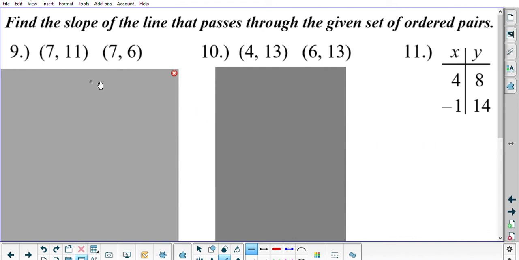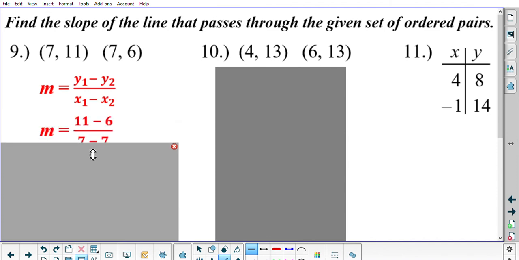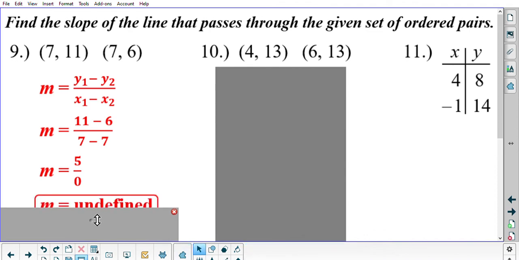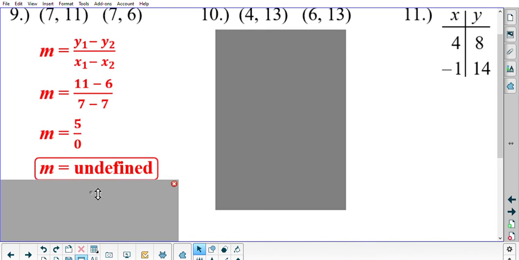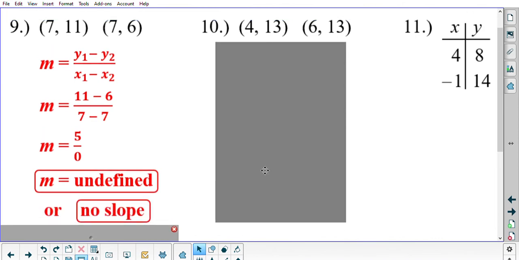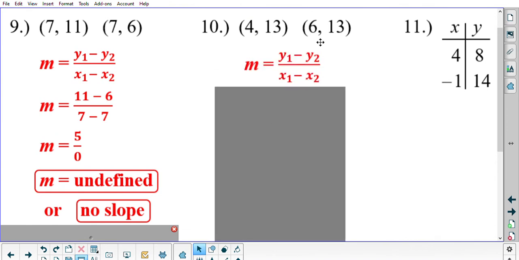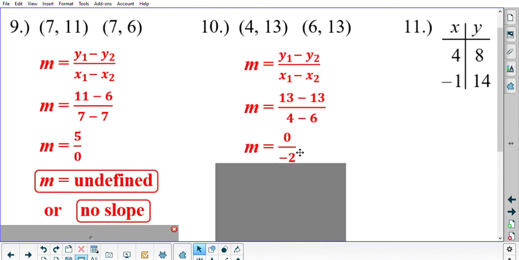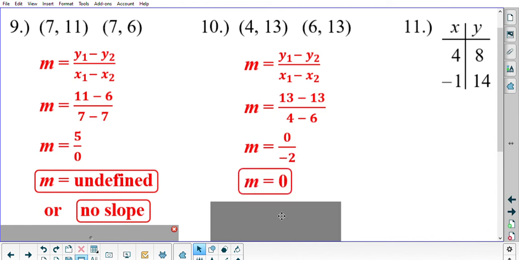All right, problem number 9. All right, formula, substitute the numbers. That should give you 5 over 0. If you look back at problem number 8, when you have a number over 0, and if you try that in your calculator, you will get an error message. And so that's going to give you the answer of undefined or no slope. But problem number 10, when you use the formula, subtract the y's in the numerator, 13 minus 13 gives you 0. 4 minus 6 in the denominator gives you negative 2. 0 divided by negative 2, if you punch that in your calculator, you do get the answer of 0.